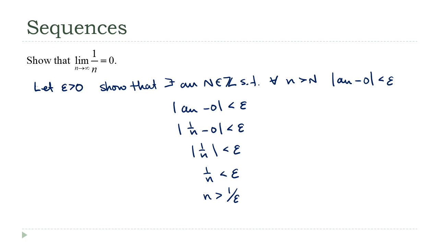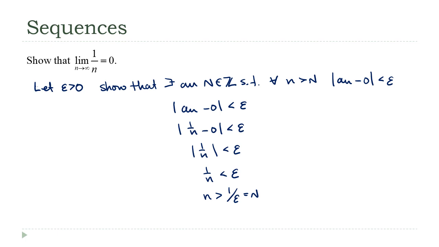What this shows is that for every epsilon greater than 0, if we choose capital N equal to 1 over epsilon, then the absolute value of a sub n minus our limit 0 will be less than epsilon for every n greater than that number.